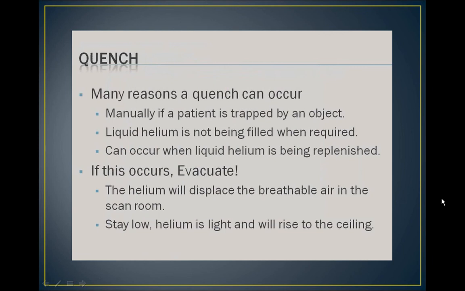Vents are positioned in the room above the scanner to vent out the gas outside if a quench occurs. An oxygen sensor should be in place that sounds an alarm if the oxygen in the room falls below a certain level. But in case of a failure, evacuation is the best course of action. It is important to remove yourself and the patients from the MRI suite due to the potential risk of suffocation and hypothermia from the lack of oxygen in the room. Frostbite can also occur if a patient and personnel aren't evacuated immediately.